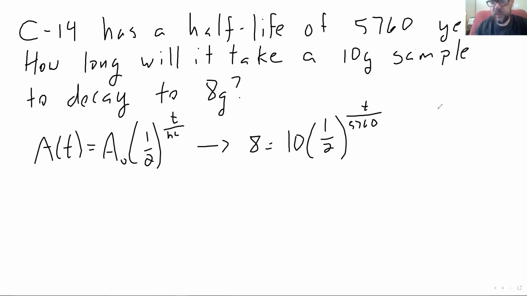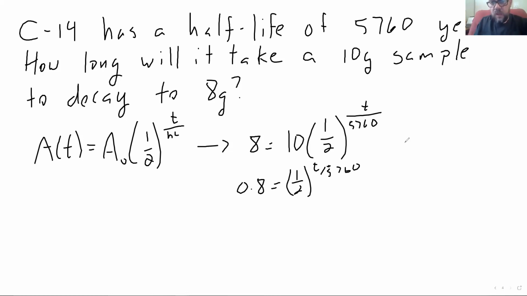All right, so the first thing I'm going to do, again, is the same thing as I did in the other example, where I'm just going to divide by 10, right? So I have to get it down to just the exponential function first before I can take the log of both sides. Otherwise, things get messy. So I divide by 10, I get 0.8, right? 8 over 10 is 0.8. 0.8 equals 1/2 to some power, t over 5760.